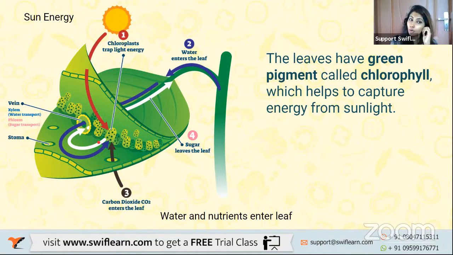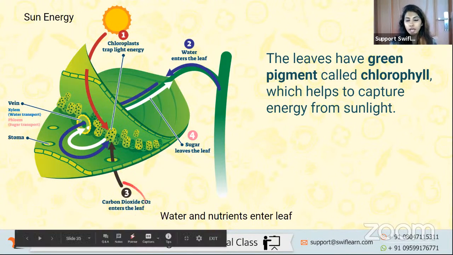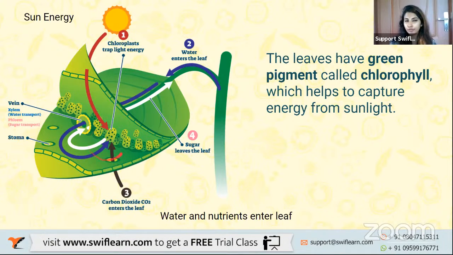So when this goes to the chloroplast, another component is also adding on here. That is carbon dioxide. Okay, carbon dioxide present in the atmosphere will enter the leaf. And where will it go? Yes, chlorophyll. It will go to the chlorophyll. And now what is happening?